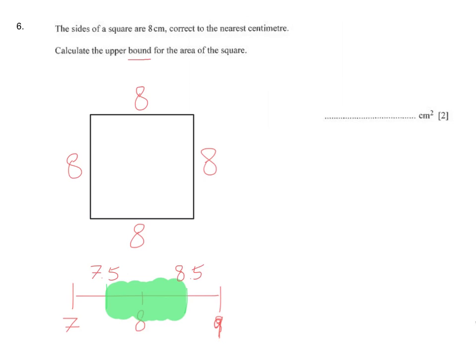So we're saying each of these sides is not actually 8. Let's just say the maximum, because we're after the maximum. What's the upper bound of the square? Each of these sides is 8.5, 8.5, 8.5. And so we've got to multiply 8.5 by 8.5 to get our answer. 8.5 would have got you 1 mark, and when you multiply them together, you should find you get 72.25.